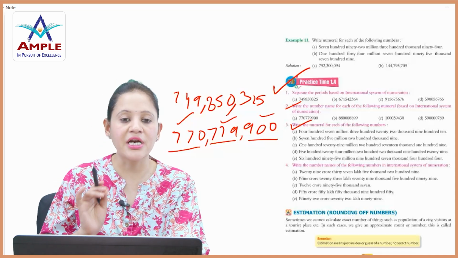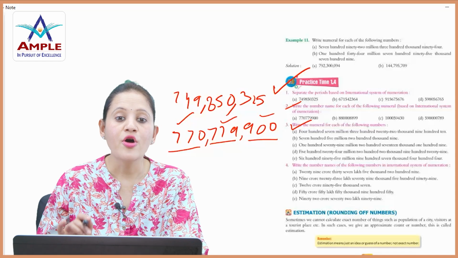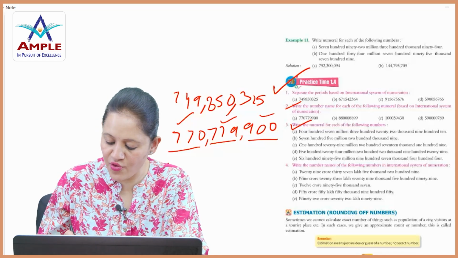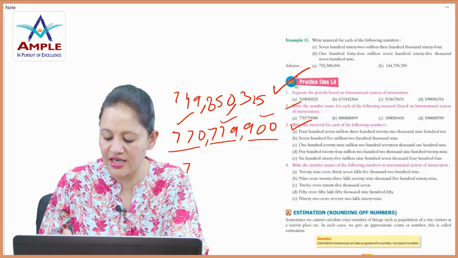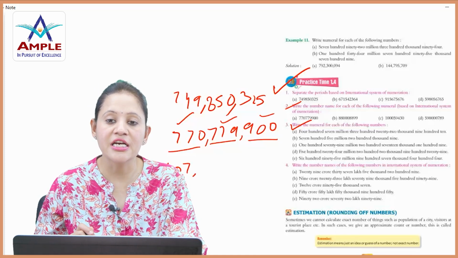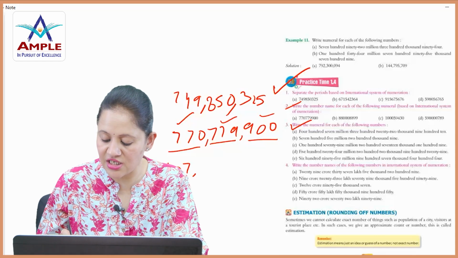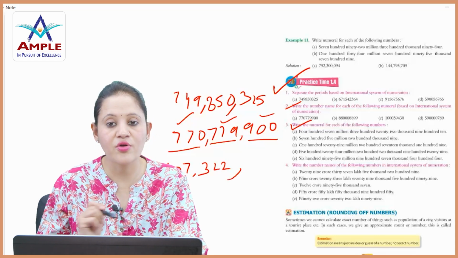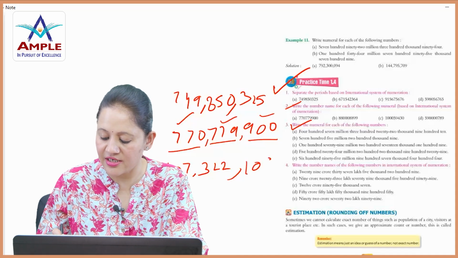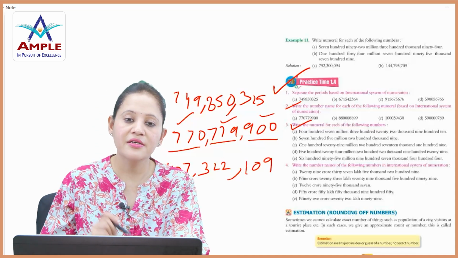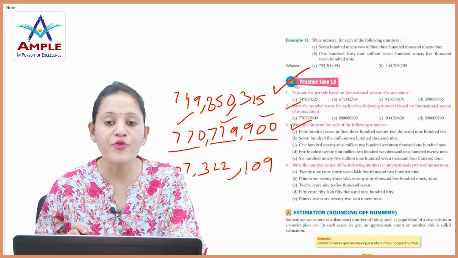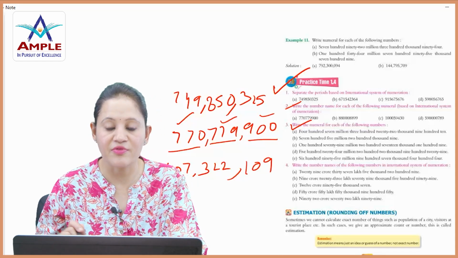Clear? Next, write the numeral for each of the following numbers. Now we have to write the numeral. Number names are given: 407 million. So we'll write 407 million and we'll put the comma. Then 322,000, comma, 109. That will be the numeral for the given number names. Clear?